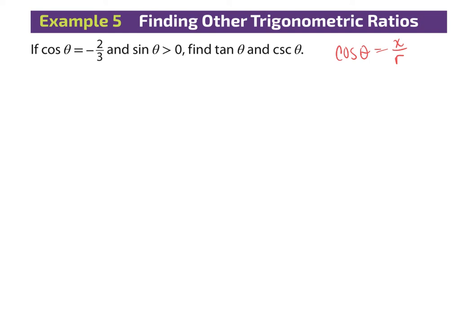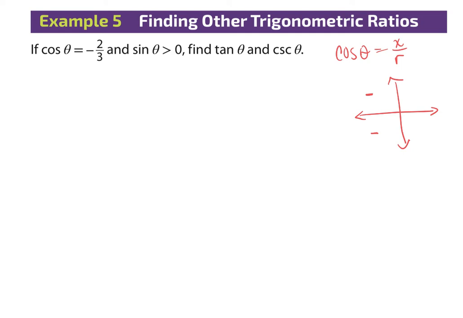If the cosine is negative, I have to be in one of two quadrants, right? So if my cosine is negative, I am either going to be here or here, right? That's the only way I can have a negative cosine. Does that make sense? Because my negative is directed by that x, and my x is negative in the second and third quadrant.